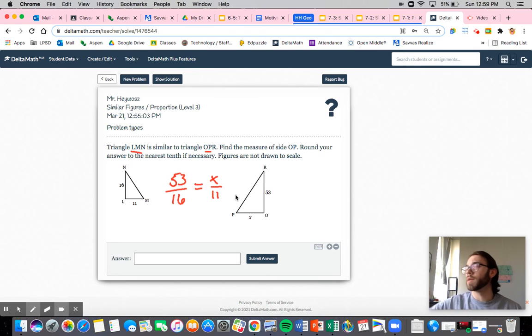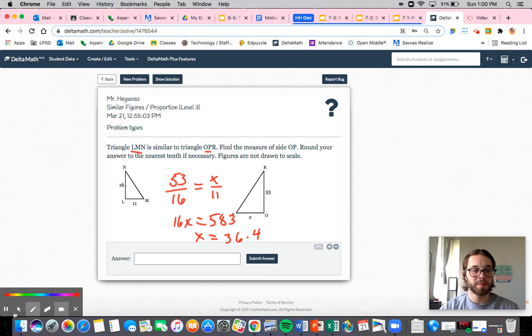Let me get my calculator out because I don't know what this number is off the top of my head. When I multiply, 16x is equal to 53 times 11, which is 583. Now I'm going to divide by 16, and it is 36 point, what am I rounding to? The tenth. 36.4. All right.